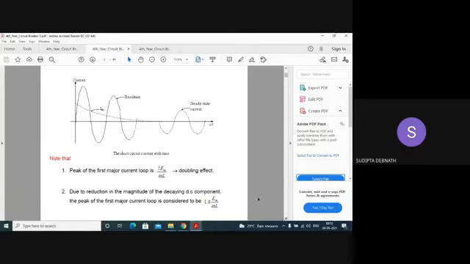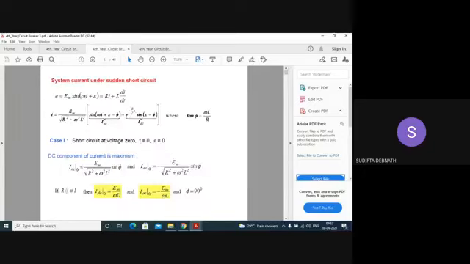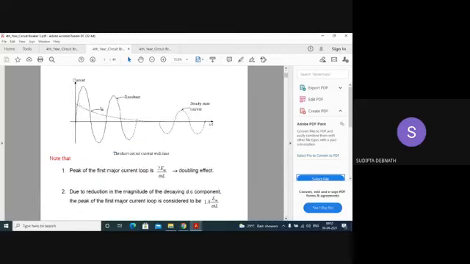So the curve is like this. This is already known to you. We have already gone through this curve in the previous semester. Please go through it again. So this is the DC component, it will decay exponentially because its expression, you can easily understand, is e to the power minus R by L t. Plus the symmetrical AC component. If you add those two, you will get this curve.